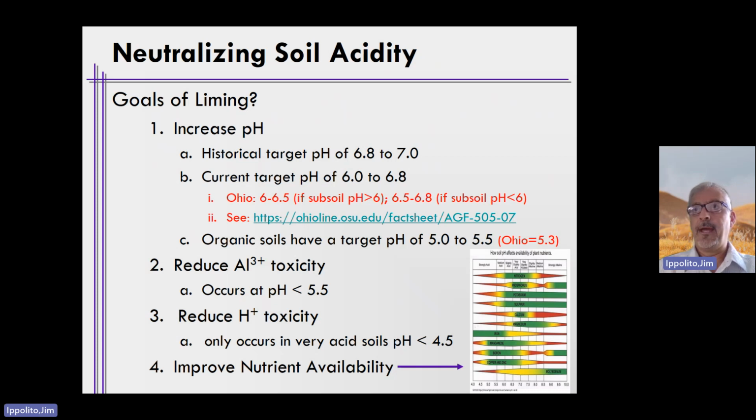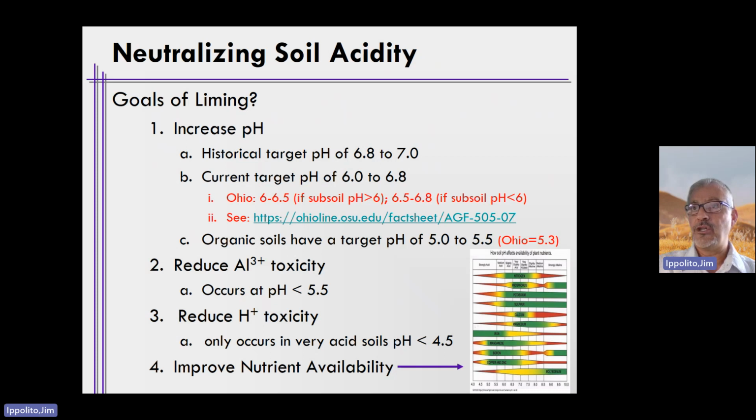So to increase the soil pH, what do we target? There's been historical targets. If you go back to when I took this class, the target was between 6.8 and 7 in terms of pH. Our current targets roughly range from 6 to 6.8. And in Ohio, we target 6 to 6.5 if the subsoil pH is greater than 6, and we target 6.5 to 6.8 if the subsoil pH is less than 6. Okay, and we do this hopefully to help neutralize some acidity in the subsoil at that higher target range.